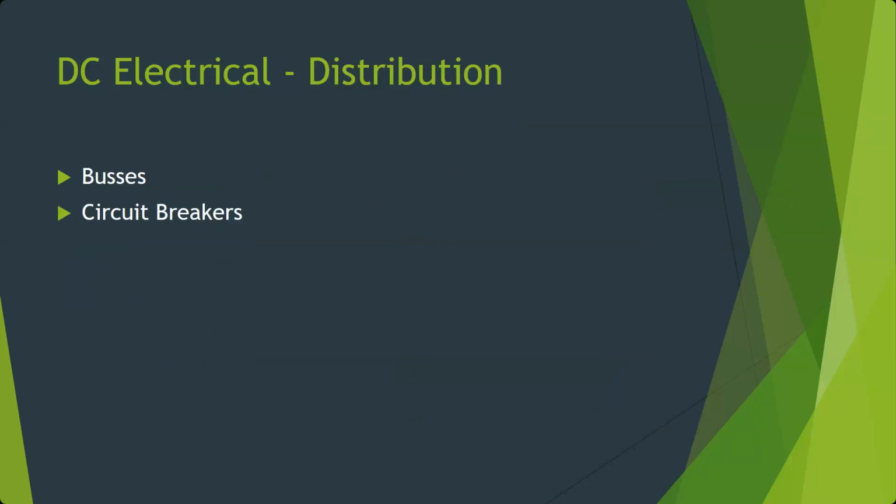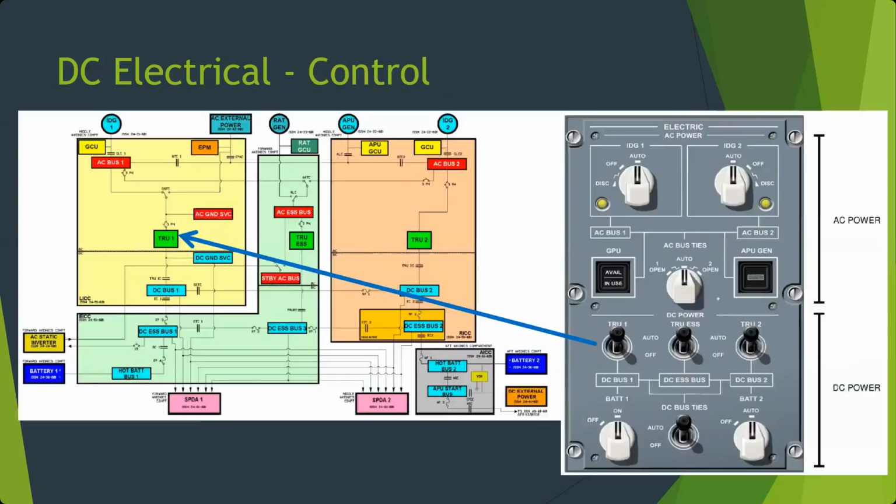Your DC power sources power the DC buses. The DC buses have circuit breakers on them that distribute power out to the various loads, or to secondary buses like the service bus or the non-essential bus. So for control of these, oftentimes there are switches. You can see in this panel, they can be auto or off. Typically you would leave them in auto.